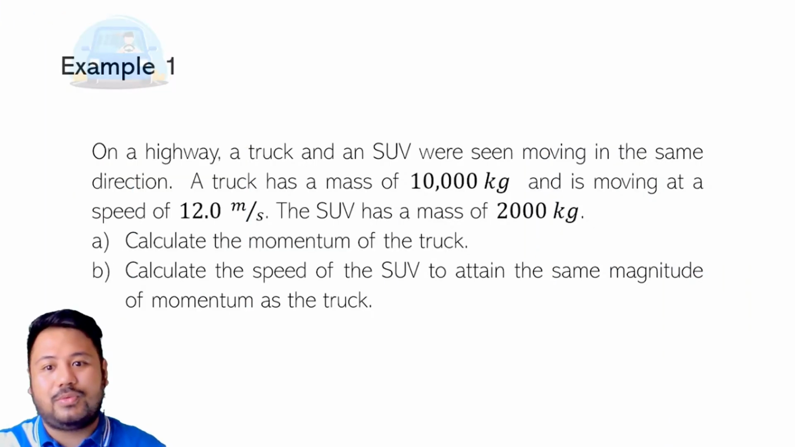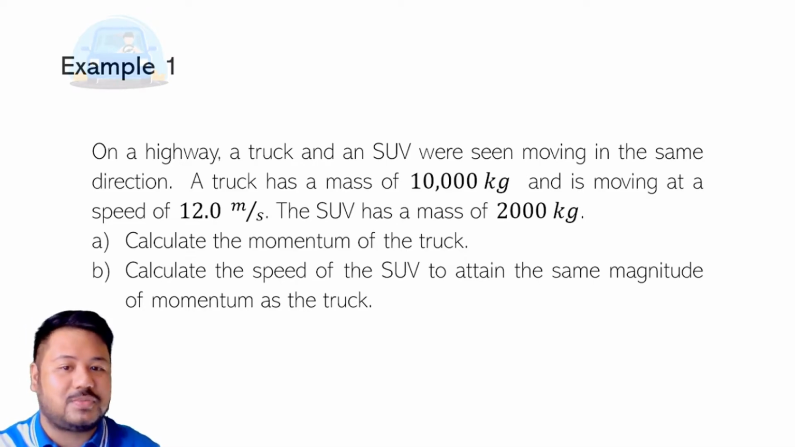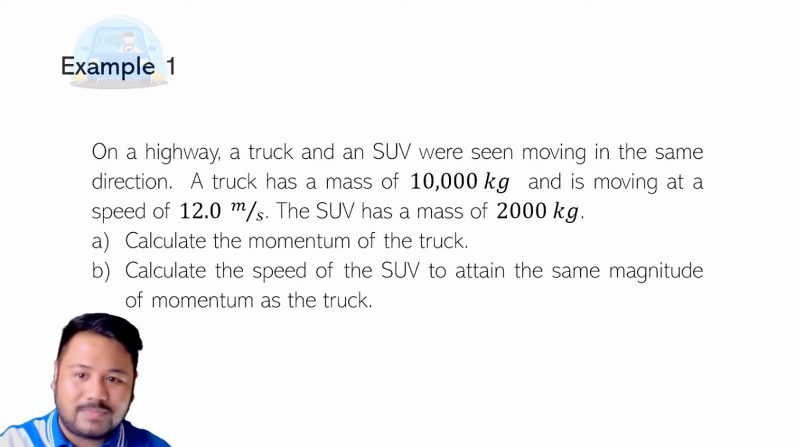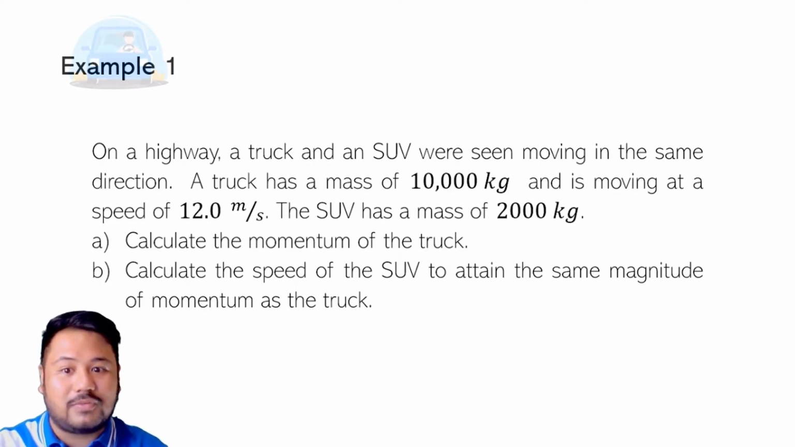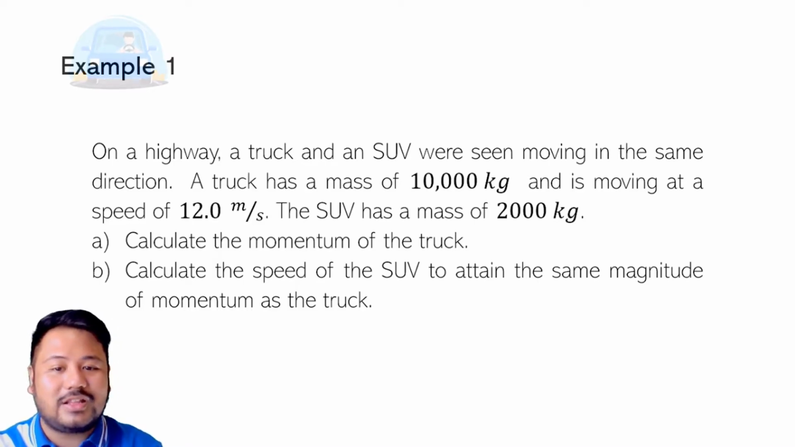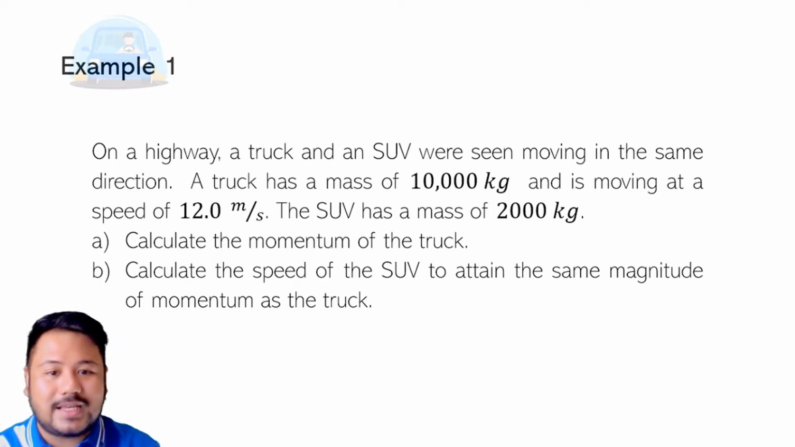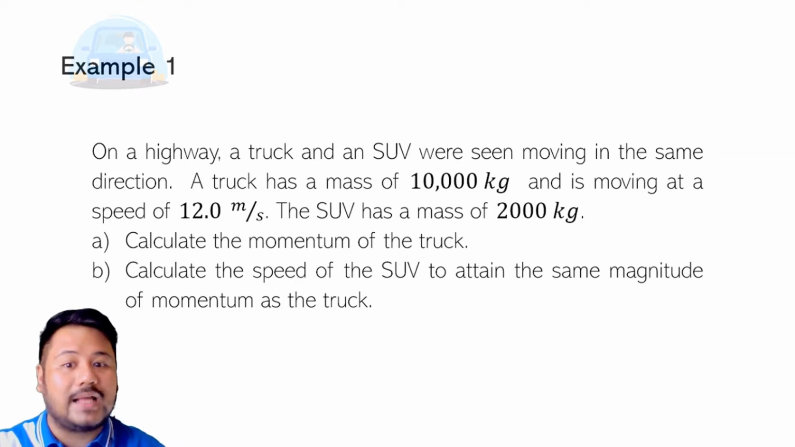Let's have example number 1. On a highway, a truck and an SUV were seen moving in the same direction. The truck has a mass of 10,000 kilograms and is moving at a speed of 12 meters per second. The SUV has a mass of 2,000 kilograms. A. Calculate the momentum of the truck. B. Calculate the speed of the SUV to attain the same magnitude of momentum as the truck.